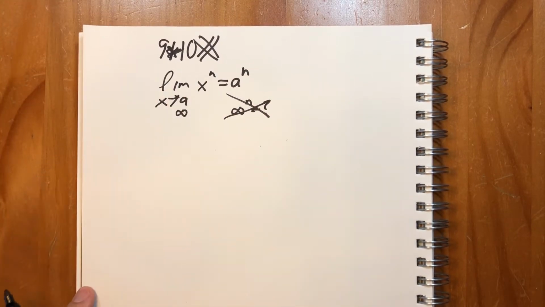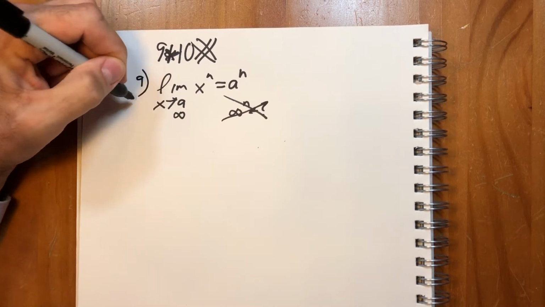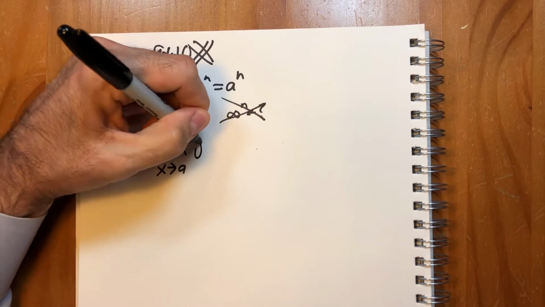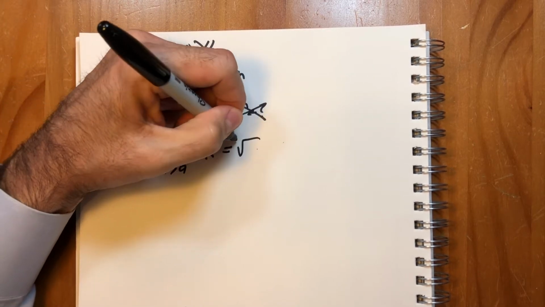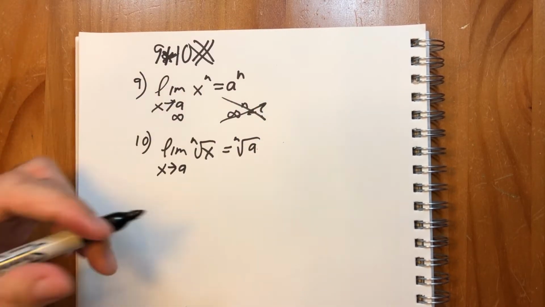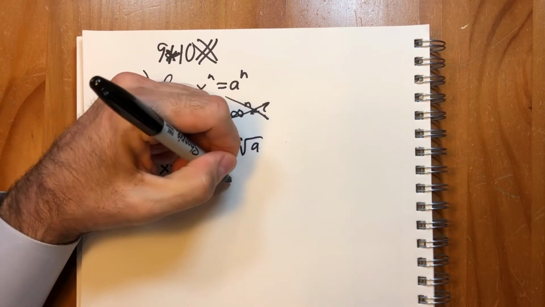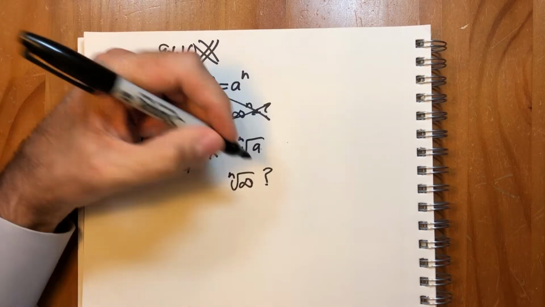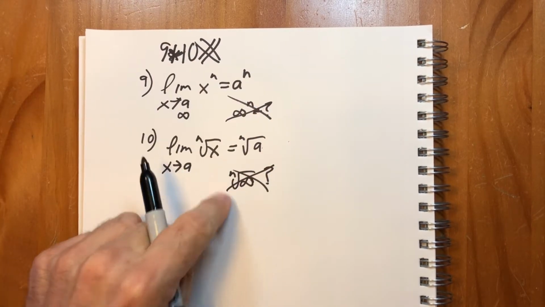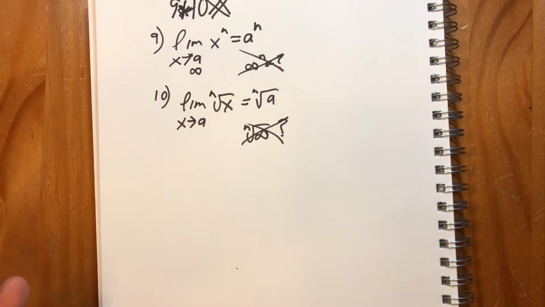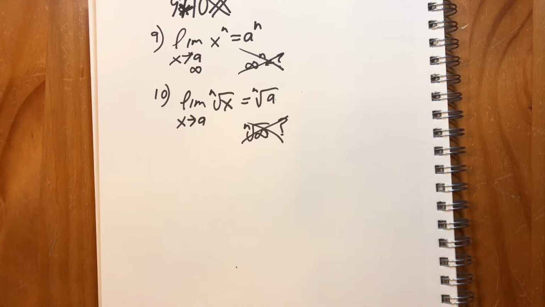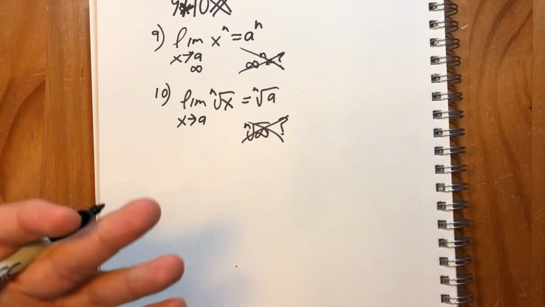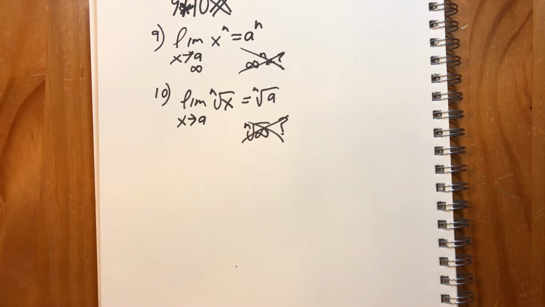That doesn't make sense. And law 10 says that the limit as x approaches a of the nth root of x equals the nth root of a. But again, if a is infinity, then what would the nth root of infinity be? Again, that just doesn't make sense because this isn't a number. But the remaining laws that we went over a few weeks ago can be proven. We're not going to do that now, but if you want to see it, we can go over it some other time. Just let me know.